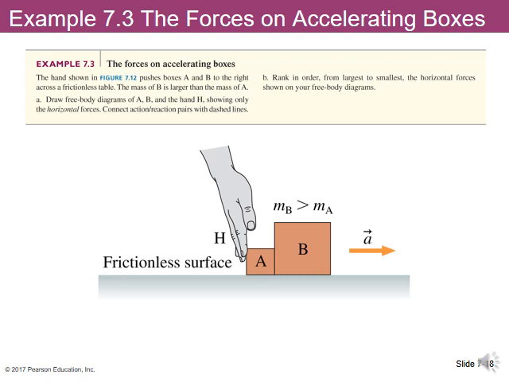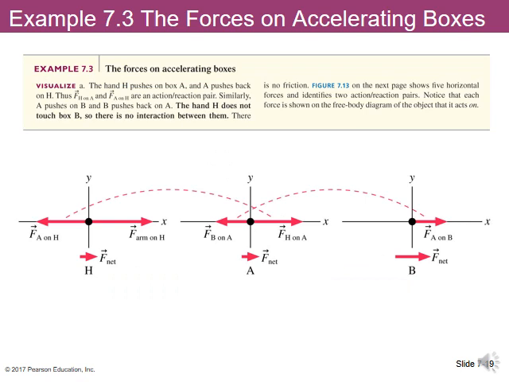All right, let's finish today with analyzing a somewhat complicated situation where you have a hand pushing two boxes, A and B, to the right across a frictionless table. The mass of B is bigger than the mass of A. Let's try to draw free body diagrams of A, B, and the hand and figure out which of these forces need to be equal and which are action-reaction pairs, and then we're going to try to rank in order from largest to smallest all of those forces. Just to keep things simple, we're just going to show the horizontal forces. Of course, A and B also have gravity and normal force acting on them as well.